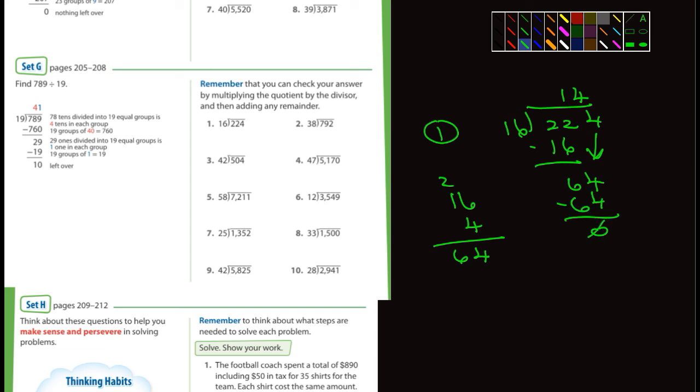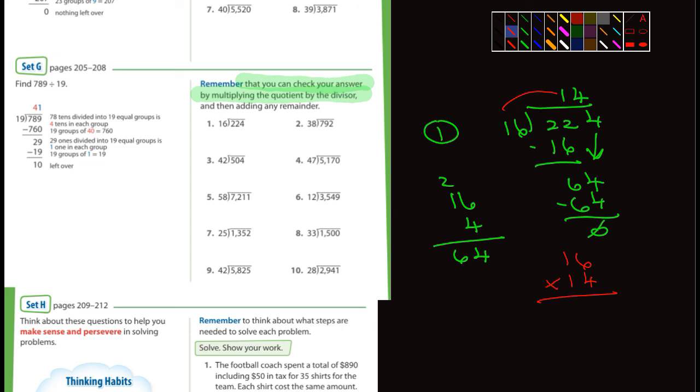Now, here's what they're talking about, all right? It says you can check your answer by multiplying the quotient by the divisor and then adding any remainders. And if you had a remainder, you could add it in. But look, this is what they're talking about here. What's 16 times 14? Here's 16, here's 14.